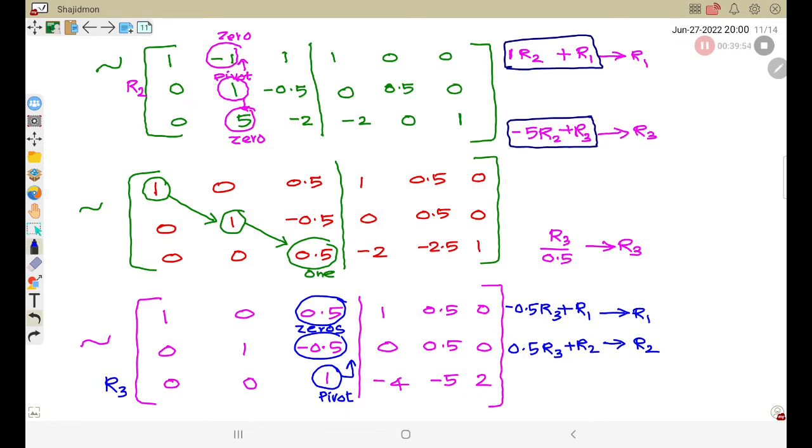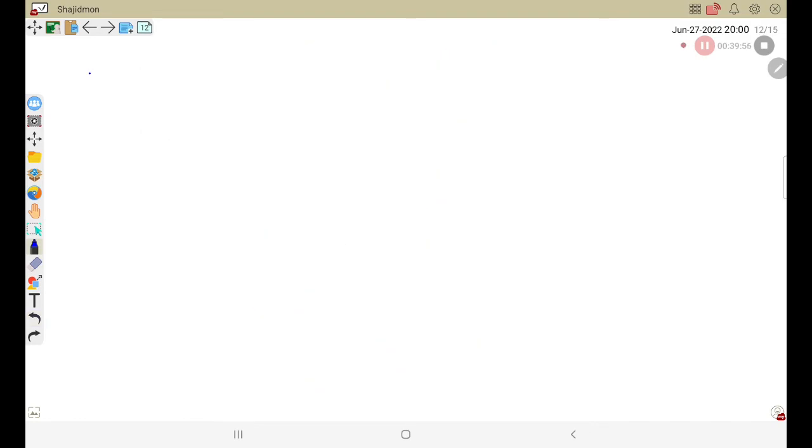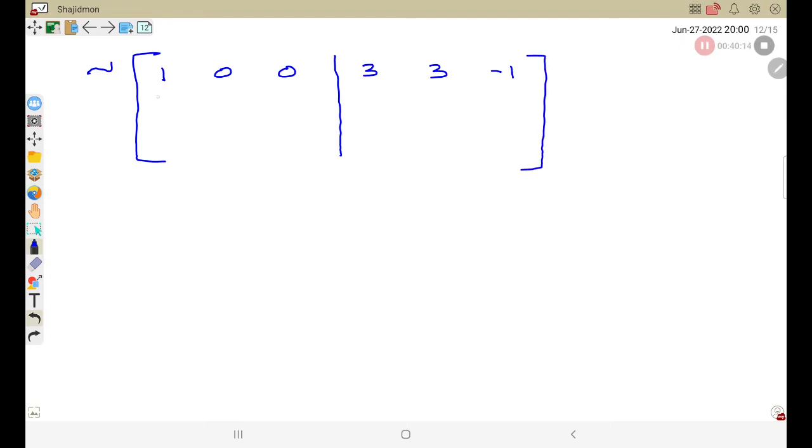Okay, so what answer we are getting, equivalently I am writing here, you can check by calculator. Equivalently we will get the matrix 1 0 0, then the next part 3, 3, minus 1. You can check later by using the calculator. Okay, 0 1 0, minus 2, minus 2 and 1, and 0 0 1, minus 4, minus 5 and 2. Okay, I hope you understood this one.